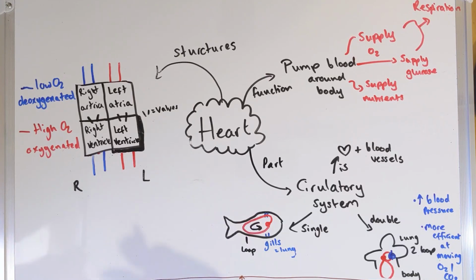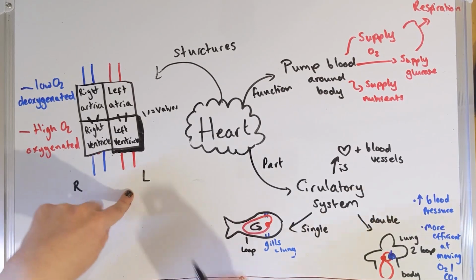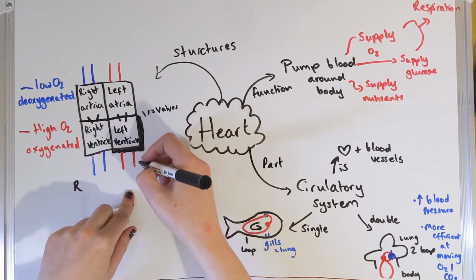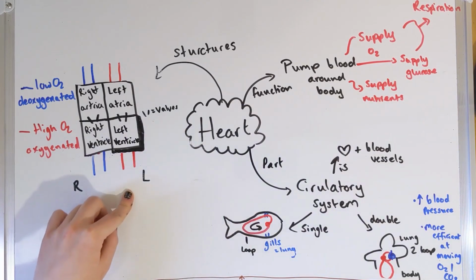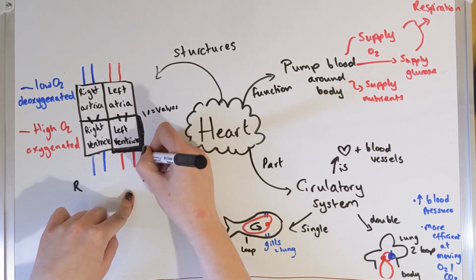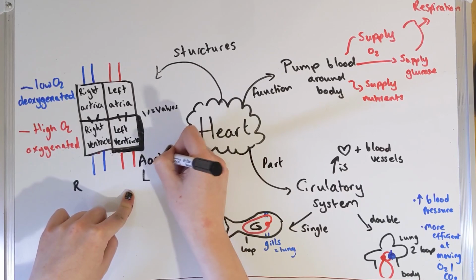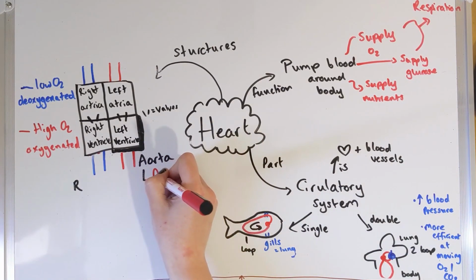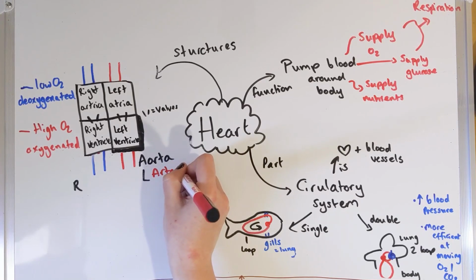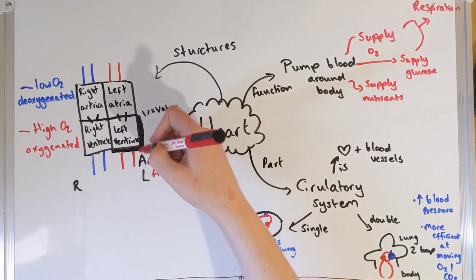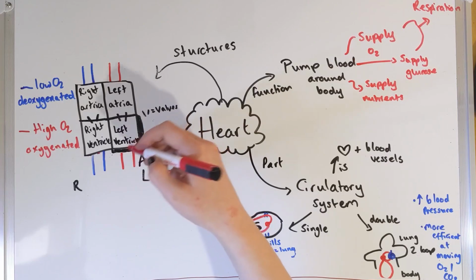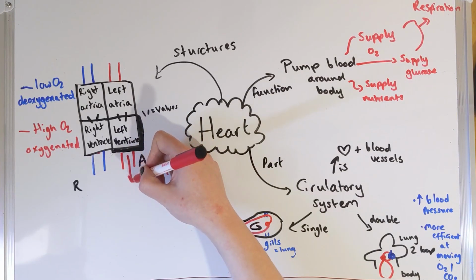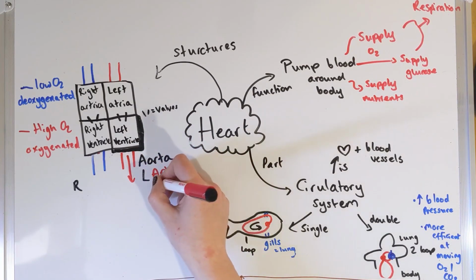In terms of remembering their names, there's no magical way of doing it, you just have to learn them. This one down here is supplying oxygenated blood to the body. That is your biggest artery, your biggest blood vessel in your whole body actually. It's called the aorta. This is an artery. A and away is how I remember, because all arteries carry blood away from the heart.